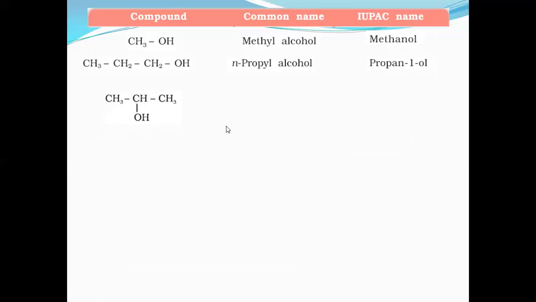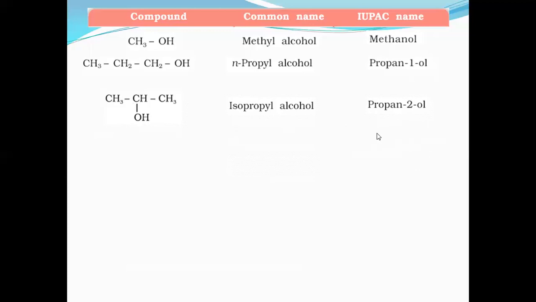In common, this is isopropyl, therefore it is isopropyl alcohol. And in IUPAC, I've said the rule, numbering from one of the directions. Therefore, this is the direction 1, 2, 3, and the second position contains the OH group. Therefore, it is called propan-2-ol.